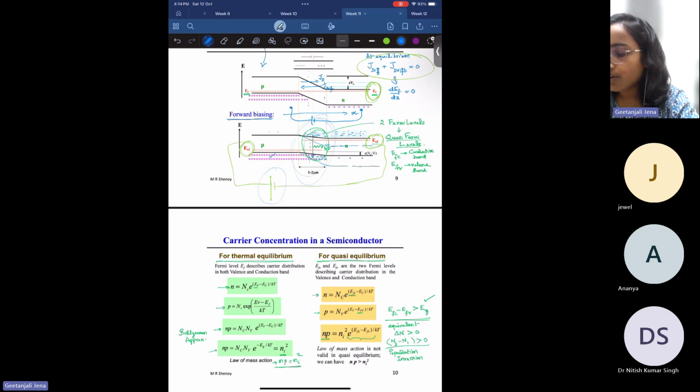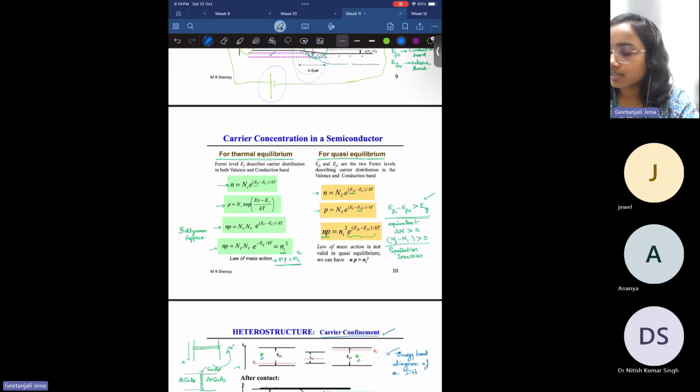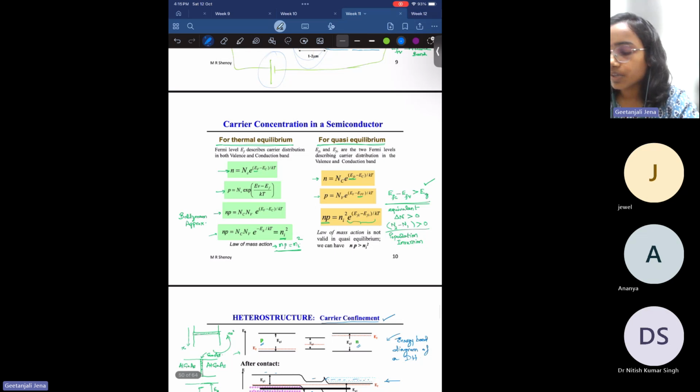Okay, and instead of one Fermi level, we will have two Fermi levels: quasi Fermi levels for the conduction band, and quasi Fermi levels for the valence band. Let us see what the changes in the carrier concentration are when we move from thermal equilibrium to quasi equilibrium. In thermal equilibrium, we have one Fermi level, and the carrier distribution is given by this equation, n equal to Nc e to the power (EF minus EC) by kBT. EF is the Fermi level, and EC is the conduction band edge.